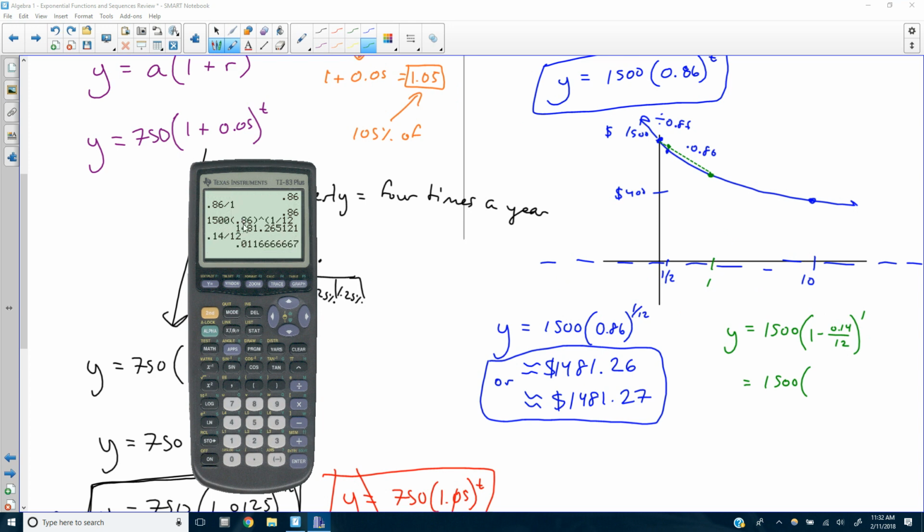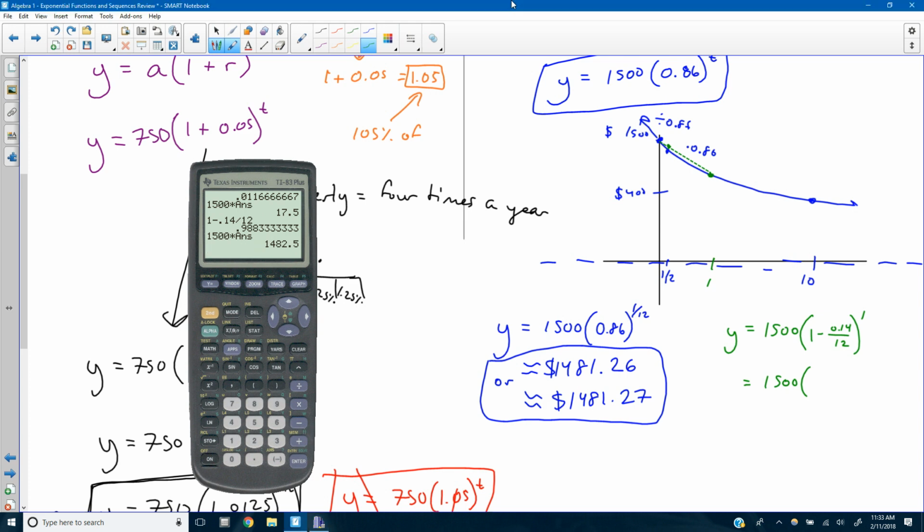Now 0.14 divided by 12 is that strange number right there. I'm going to do 1,500 times that number, and that's after a year. It's going to get me 17.5. I must have done something wrong. Oh, I have to do 1 minus that. Thank you. 1 minus 0.14 divided by 12, and I'll do 1,500 times that number. I don't think this is how they ask the problem here. I think this is more about exponentiation than anything else. So 1482.5. As I said, it's just a little bit taller, and it is.